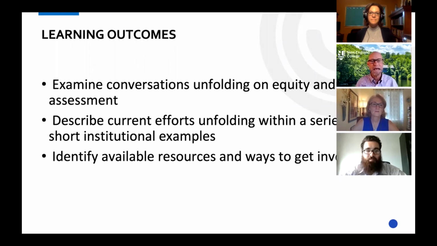So we'll be able to examine conversations as they're unfolding about equity and assessment. They're not happening just here, but all over the place. This conference is a great example of the theme about equity and assessment. We'll describe some current efforts and what it looks like to do equitable assessment at the institutional level and other levels. And then identify the plethora of resources available so you can learn more about this and also get involved. I'll pass it over to Anne to get us started with an overview.